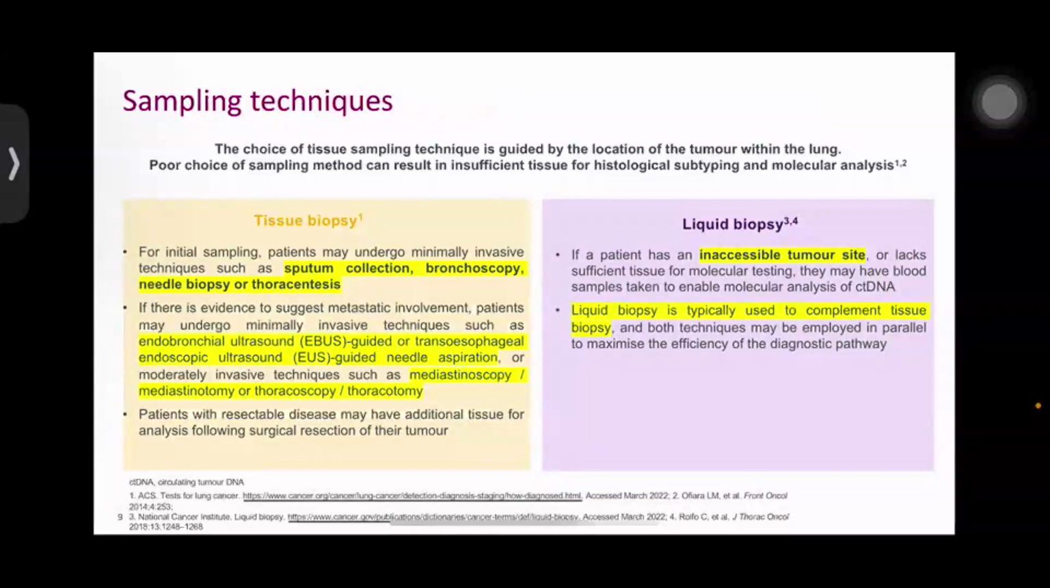For initial sampling, a sputum sample or bronchoscopy, needle biopsy, or thoracocentesis, or EBUS-guided aspiration, mediastinoscopy, or thoracoscopy or thoracotomy can be tried. And resectable disease may give additional tissue for analysis following surgical resection of the tumor.